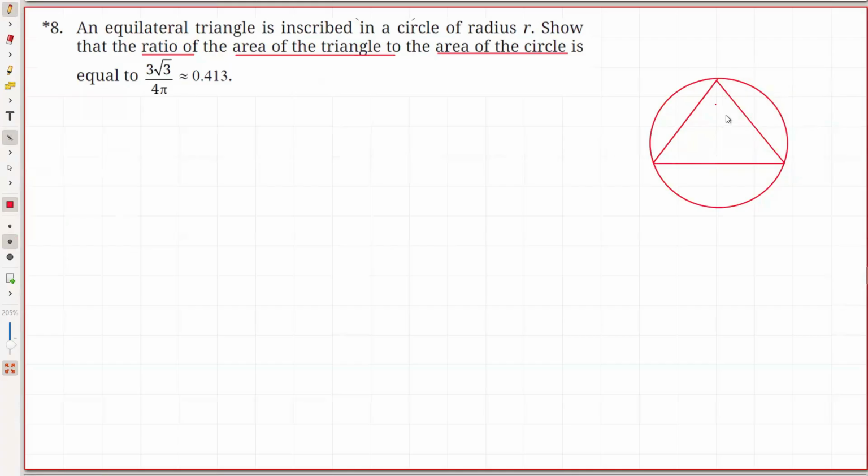We know the formula for the area of an equilateral triangle, so directly we can write it, divided by the area of the circle. We know the formula for the area of the circle also. Only the radius is given. So from the center to here will be the radius, and this will be the radius, and this also is the radius. So let me first find out the side. Then only we can apply the formula.